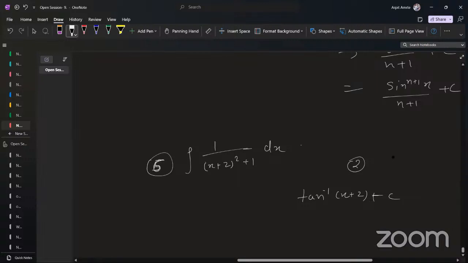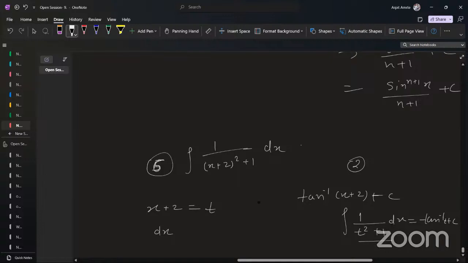Since this is my responsibility to solve this question, I am going to solve it. What we can do is put x plus 2 equals t. If I put x plus 2 equals t, then what will be my dx? Why am I putting this? Because I can make this formula: integration of 1 upon t square plus 1 will become tan inverse t plus c, right?